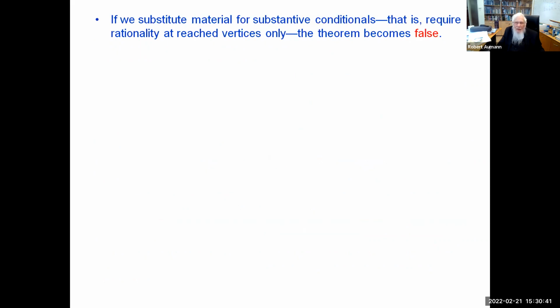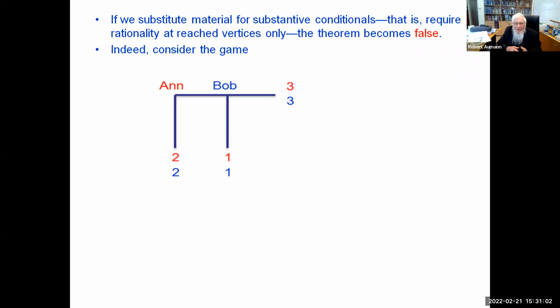If we substitute material for substantive conditionals, that is, if we require rationality at reached vertices only, then the theorem becomes false. Okay. Take a look at this game. It's a very, very simple game, and it plays an important role in the 95 paper.